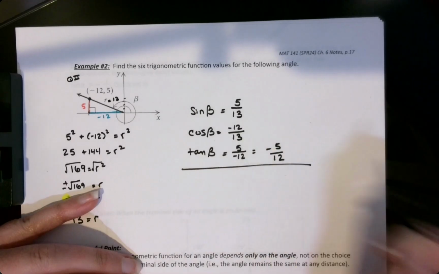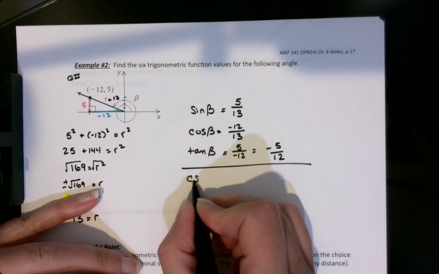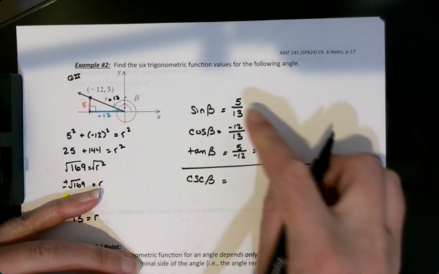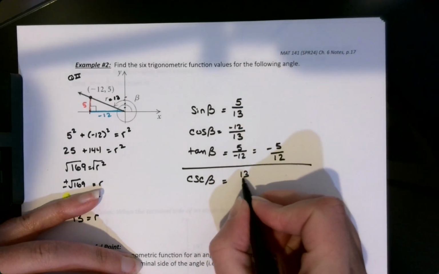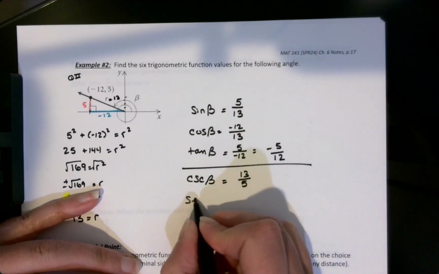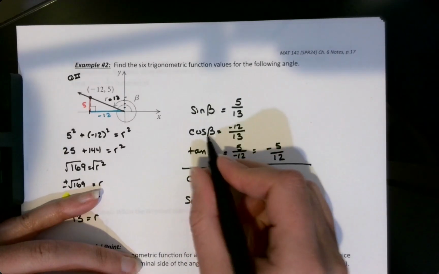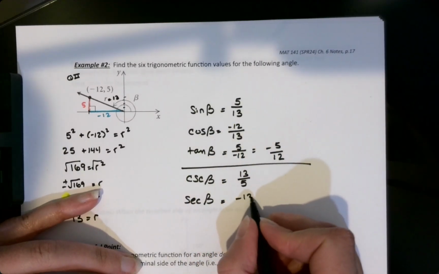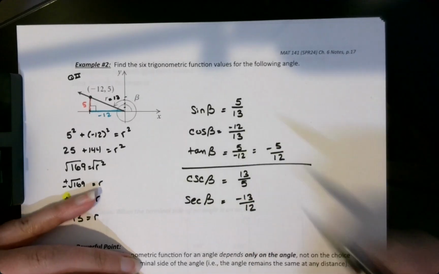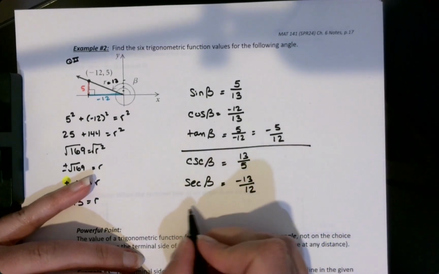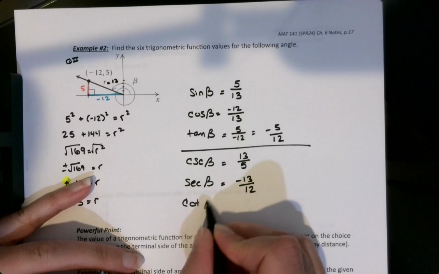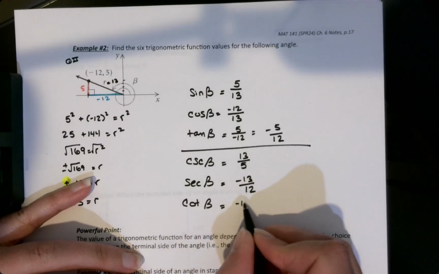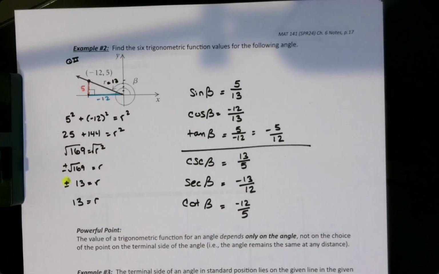Those are the primary three, so we'll get the others as well. The cosecant of beta, reciprocal of sine, that's going to be 13/5. The secant of beta, reciprocal of cosine, that's going to be negative 13/12. So I just went ahead and left the negative because it needs to stay on top. And then the cotangent of beta is going to be negative 12/5. Okay, so we know the 6 trigonometric ratios for the angle beta there.